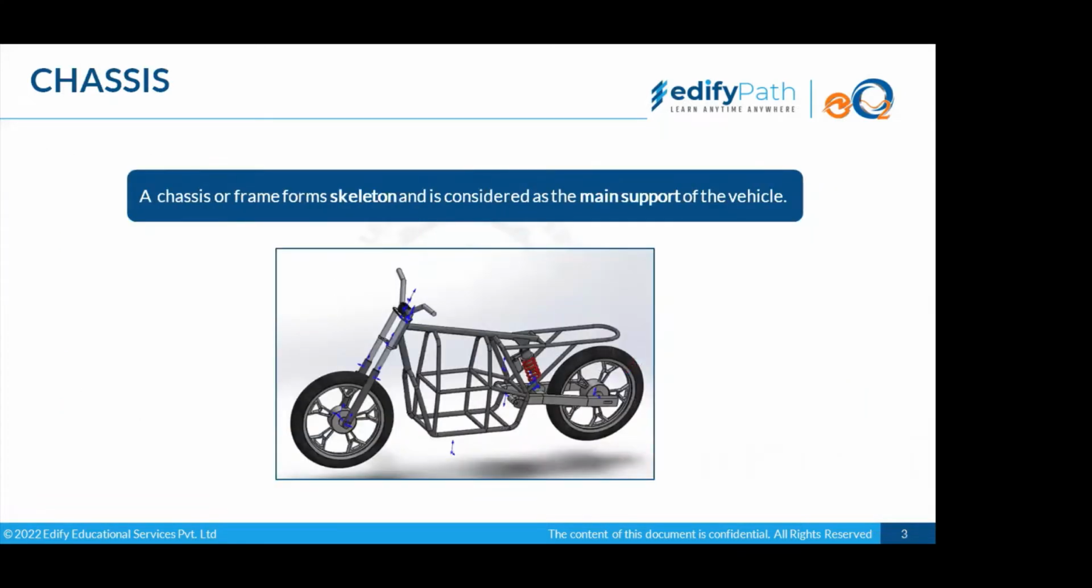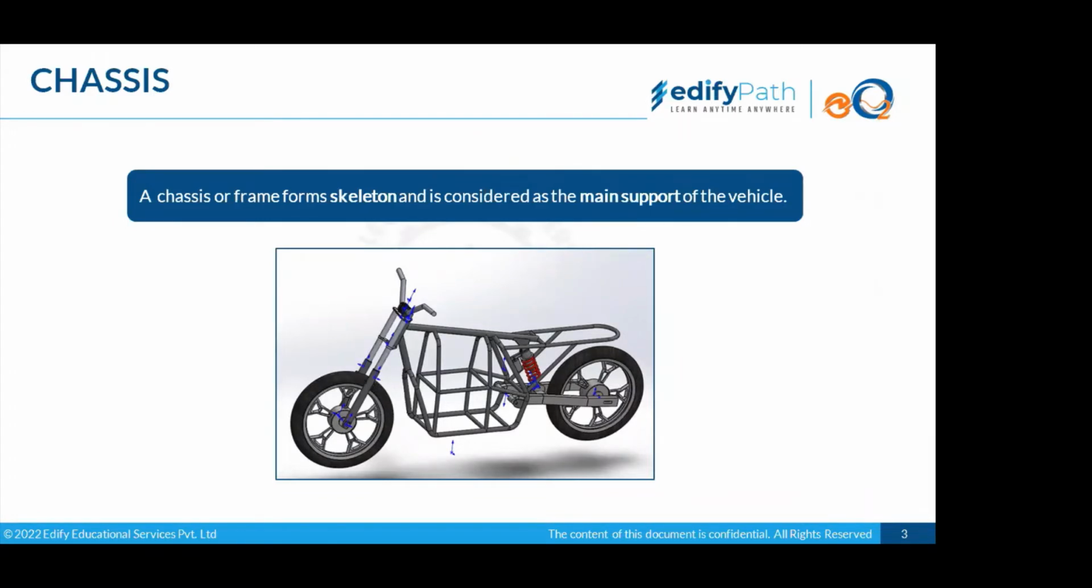A chassis or frame forms the skeleton and is considered the main support of the vehicle. As we have discussed, it is the main support of the vehicle. When we see a bike, the plastic parts and everything make it look very beautiful, very sturdy, very sporty, and we get a feeling from them. But all that is decided through a good chassis. If the chassis is robust and very well done, then you get the look, and also the reliability and the performance of the bike.